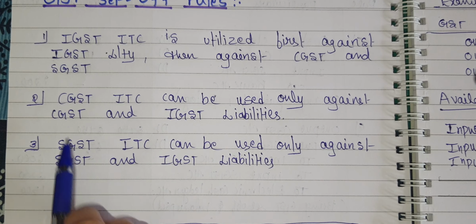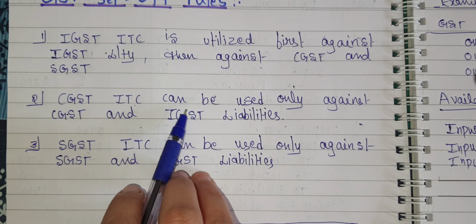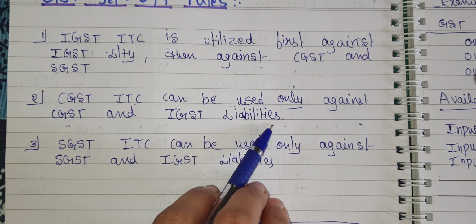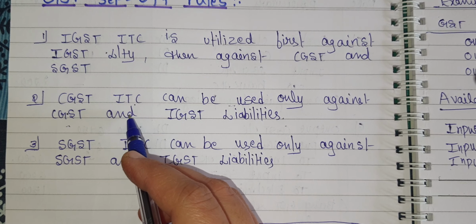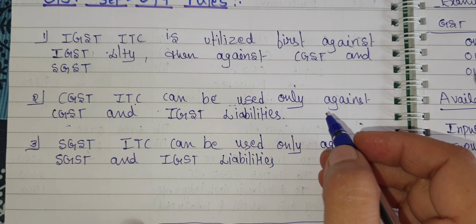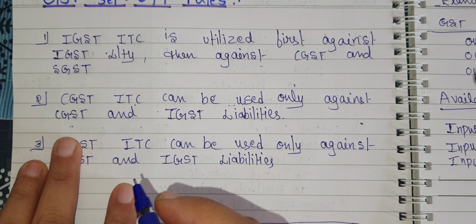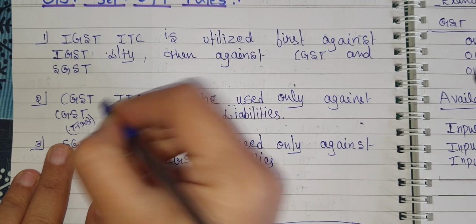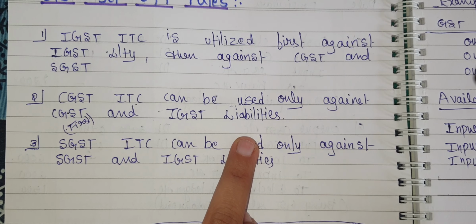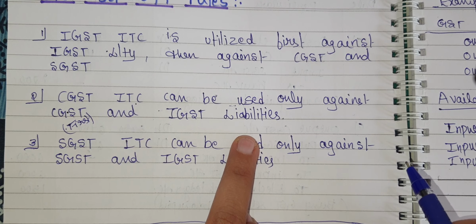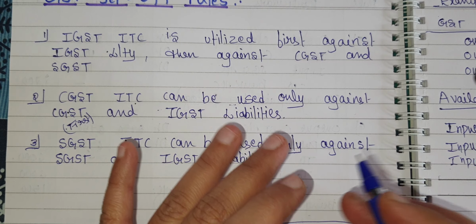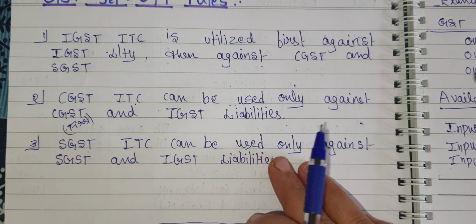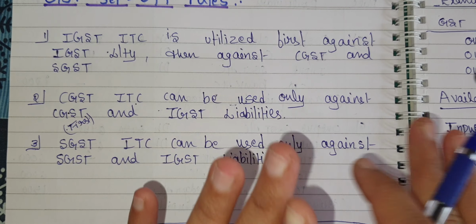And the second rule: CGST input tax credit can be used only against CGST and IGST liabilities. Means CGST input tax credit is utilized first against CGST, and after that against IGST liabilities. And this CGST input tax credit cannot be utilized against SGST liability, only CGST and IGST.